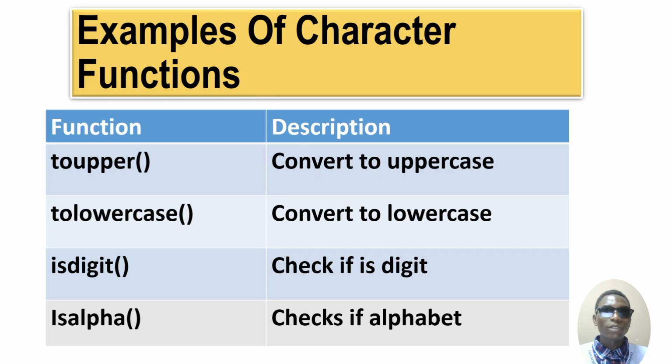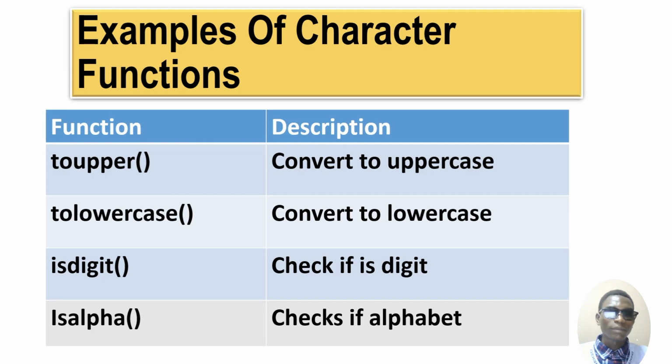isdigit, as you see, this is what we call a logical value, right? This is the logical value where we answer with just true or false, as this function is used to check whether our character is a digit. Then isalpha. This is used to check whether our character is an alphabet, right?